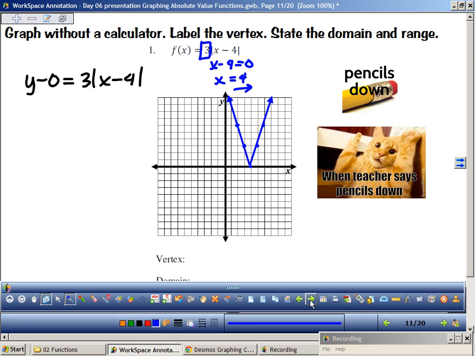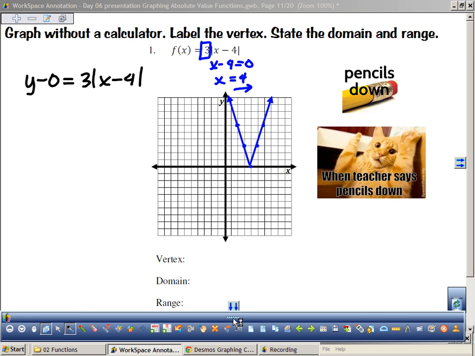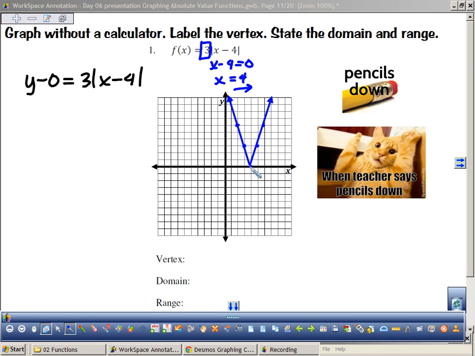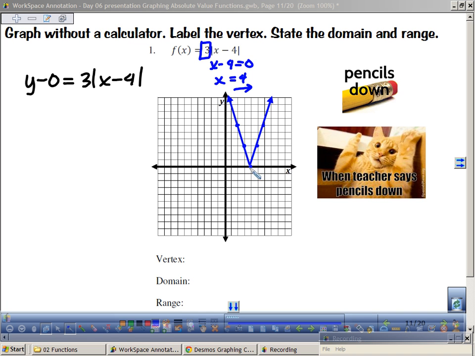We're going to use whiteboard. I'm not finished. Okay, so my vertex. My vertex happens to be the very bottom or top, depending on whether it's positive or negative, of my absolute value graph. So right there, that is my vertex. So it's over 4, 0. Notice it's also right here. 4, 0. That's my vertex.